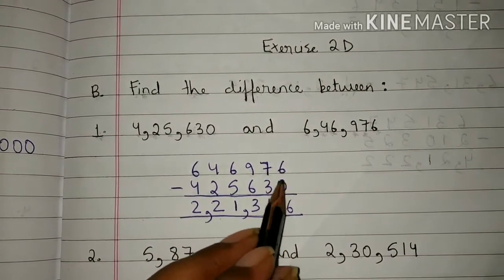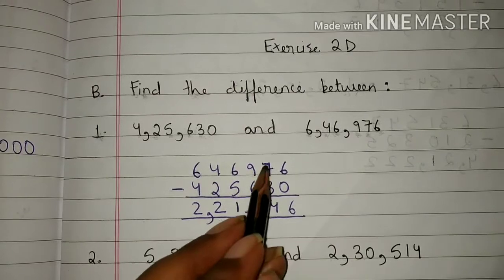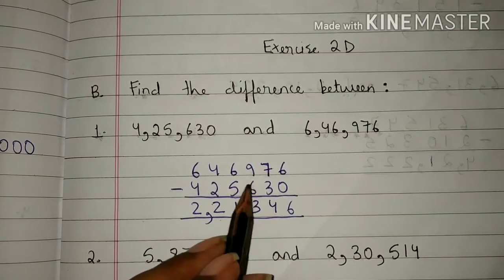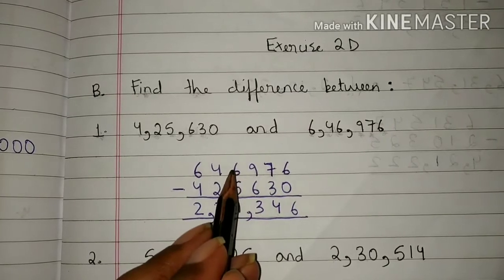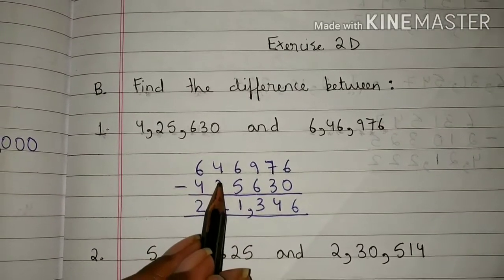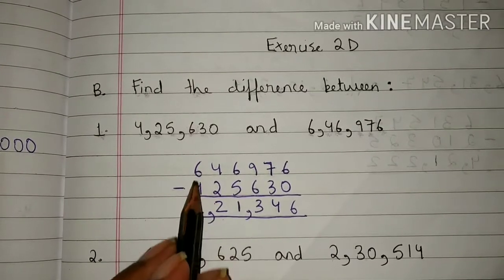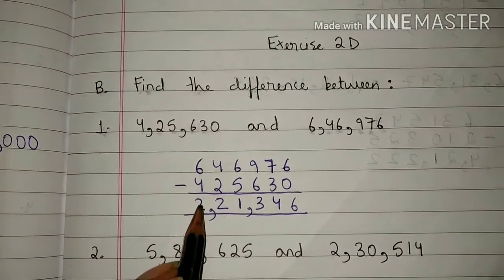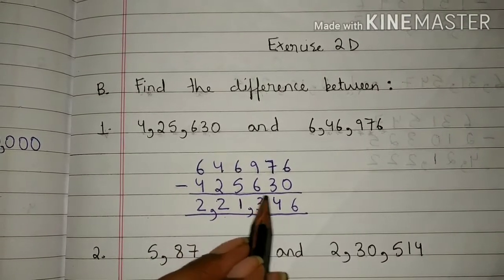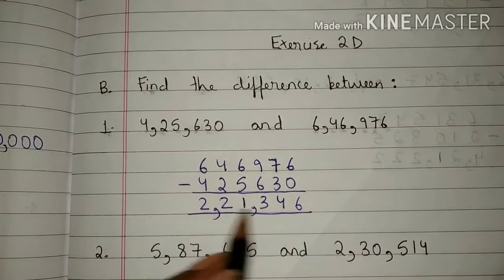6 minus 0 is 6. 7 minus 3 is 4. 9 minus 6 is 3. 6 minus 5 is 1. 4 minus 2 is 2. 6 minus 4 is 2. Students, 2,21,346. This is your answer.